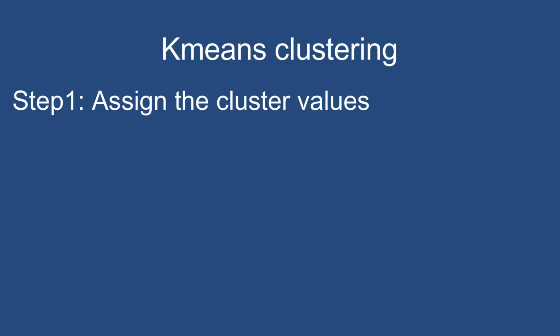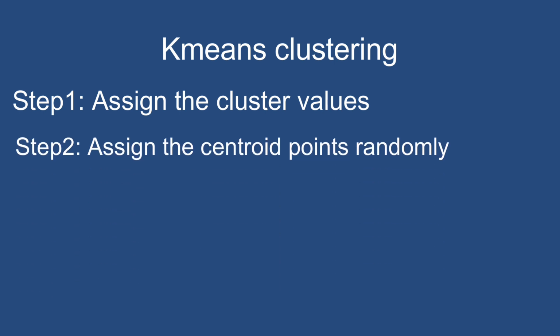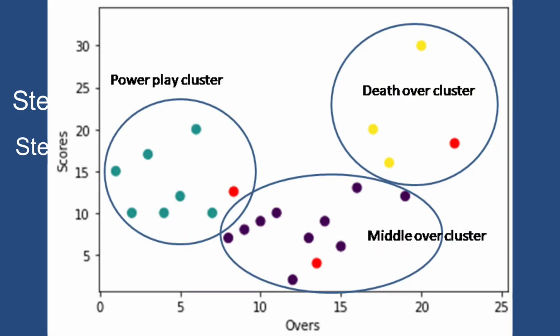And step 2 is assign the centroid randomly. When you look at my output, you can easily find the centroid points. Centroid points are mentioned here as red colored points. You have to arrange the centroid points randomly anywhere on your data points. So this is the second step for the K-means clustering algorithm.